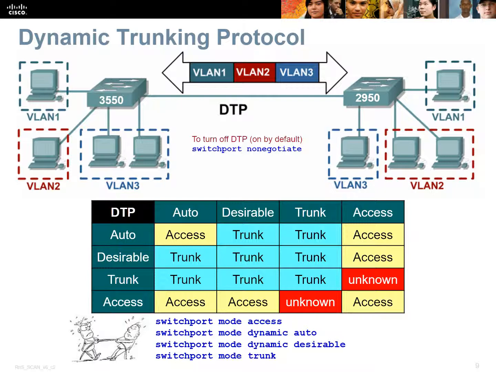So dynamic trunking protocol is a way of negotiating whether to be a trunk or not. So here's a bit of a matrix. If everything's on auto and nothing's set, they should become access. If one end's desirable and the other end's auto, it'll become a trunk. Both ends are desirable, it'll become a trunk. If you force and lock it to be trunk, it'll become a trunk. If you force to become access, it'll become access. But what happens when you have one end force a trunk, one end force access? We don't know. Bad things will happen.